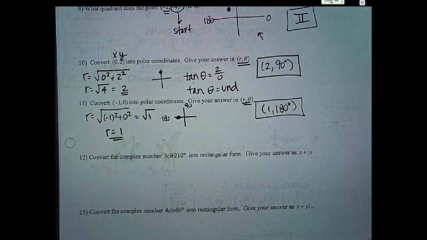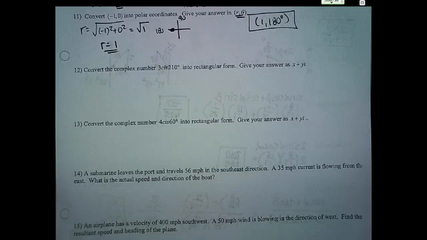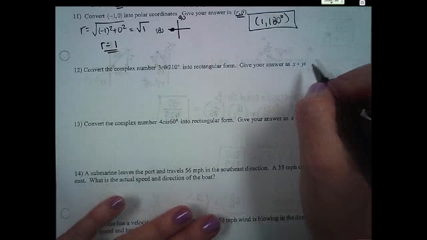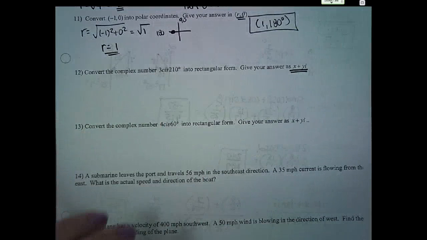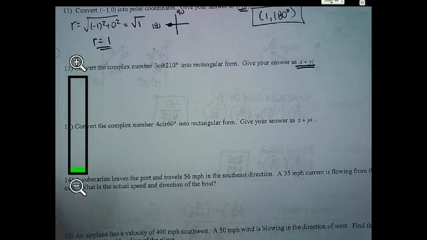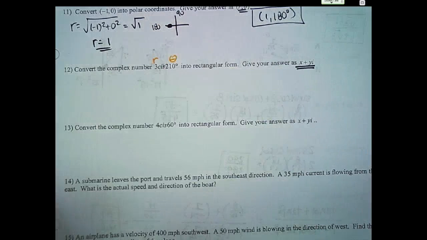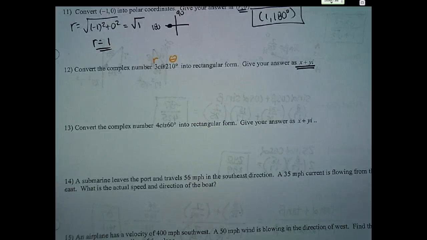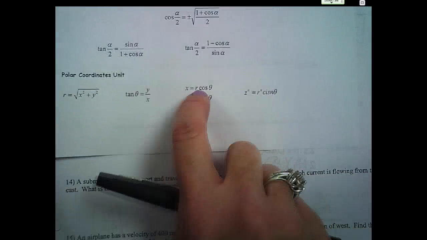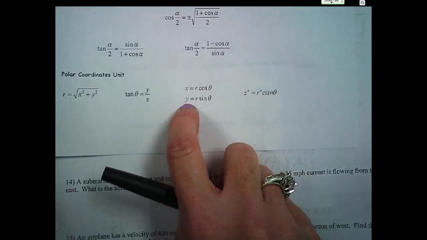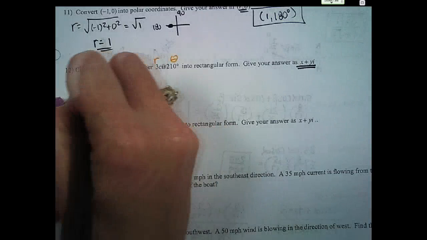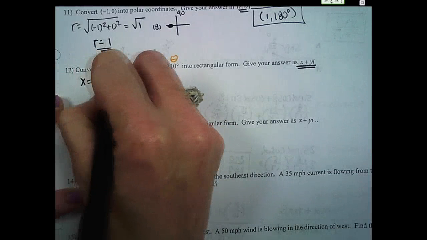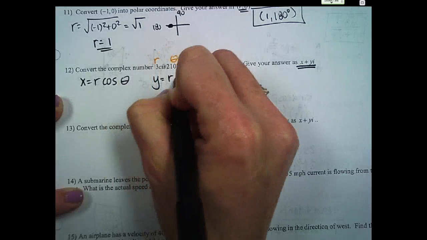Okay? All right, go to the next one, number 12. Convert the complex number into rectangular form. In other words, it wants x and y. When I give the problem to you like this though, this is R and theta. So it's not a big deal. Look at your formula chart. I want x and y. Well, x is R cosine theta, and y is R sine theta. But you have both of those values, so just write them down. X equals R cosine theta, and y equals R sine theta.